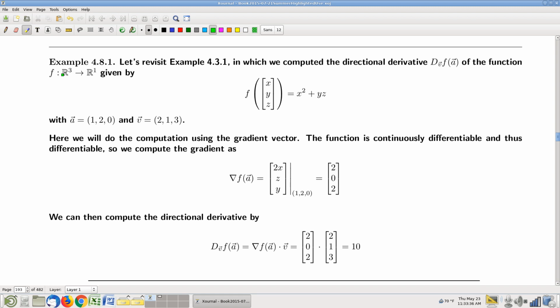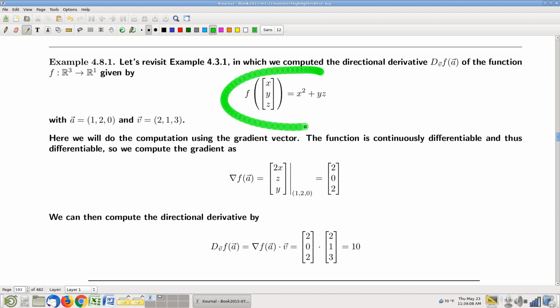Okay, so first let's use the gradient to compute a directional derivative. Now we've already computed this directional derivative a couple of different ways. I think we did this the old-fashioned way, brute force, way back when. Then I think we used the Jacobian to compute this, or did we? Maybe we didn't. Anyway, we definitely did this the old-fashioned way back in 4.3. So let's use the gradient vector to compute this directional derivative.